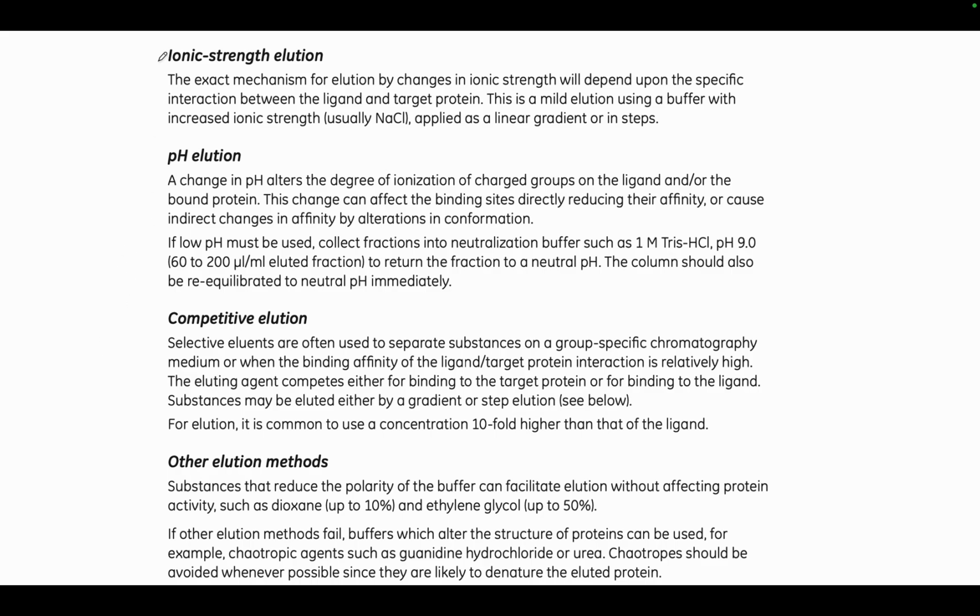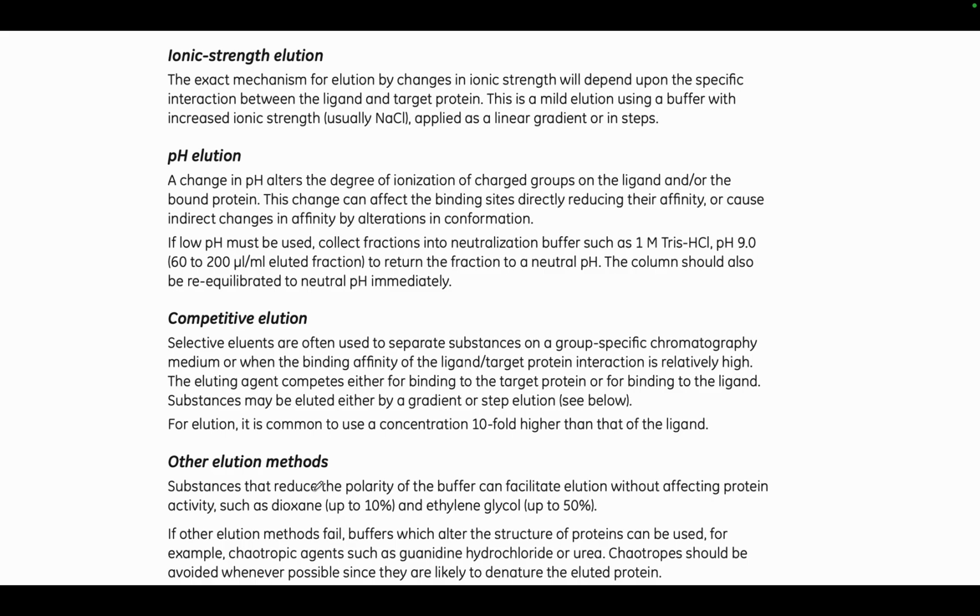Now, this was non-specific elution. If you want to do specific elution, you can do something called competitive elution, where you have selective eluents. This competes either for binding to the target protein or binding to the ligand, as we just discussed. For elution, it is common to use a concentration that is 10-fold higher than that of the ligand. Right? Obviously, if it is going to compete in the binding, it should have a much higher concentration present.